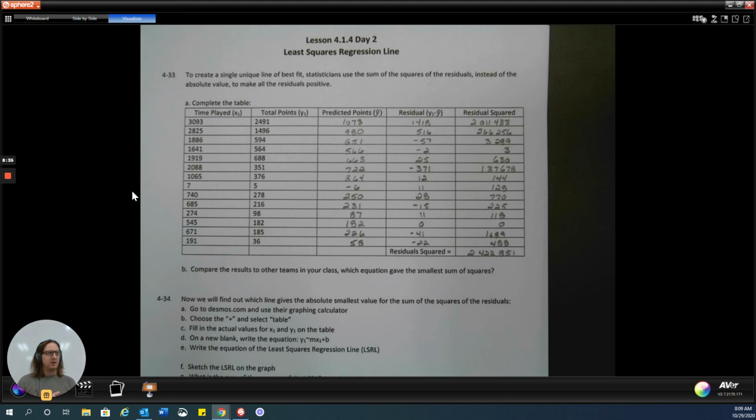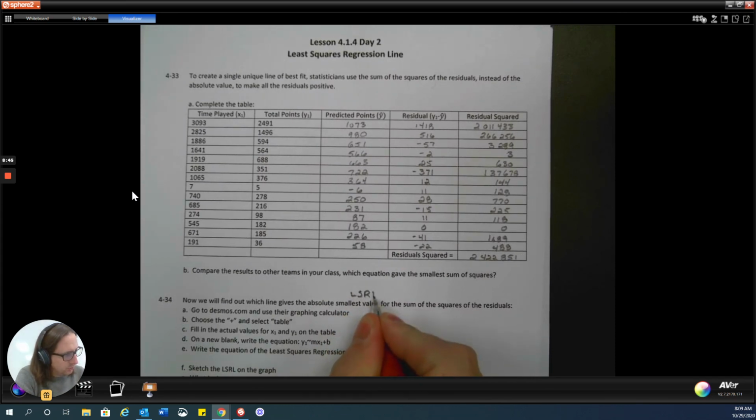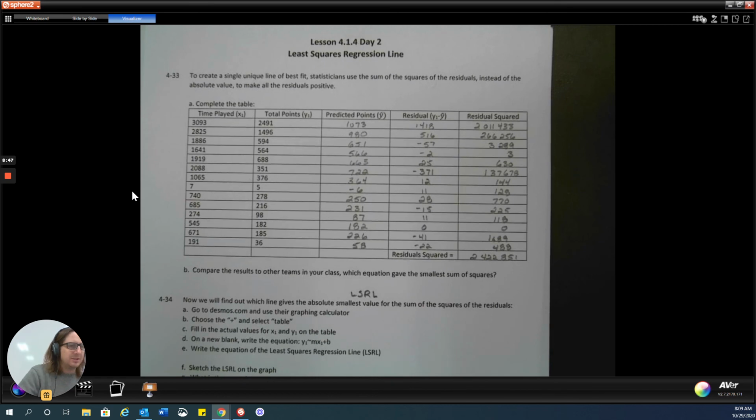And this is what we call a least squares regression line. Sometimes we just call it an LSRL, least squares regression line. So this is a mathematical formula. There is an actual formula where we could do this by hand, but it takes a while. So we're going to make Desmos do it for us.